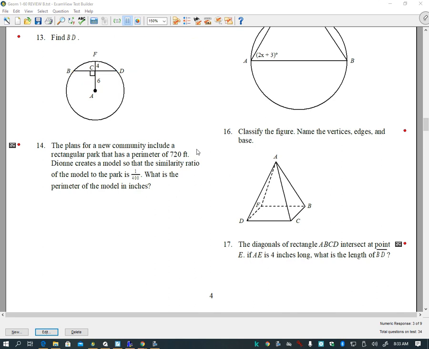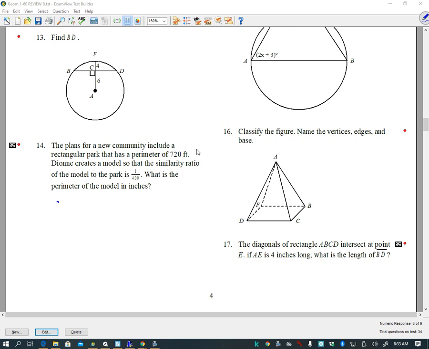All right. Let's see. That was 13. 14. We've seen ones like this before. Plans for a new community include a rectangular park. It's got a perimeter of 720 feet. Dion creates a model so that the similarity ratio of the park is 1 to 400. What is the perimeter of the model in inches?